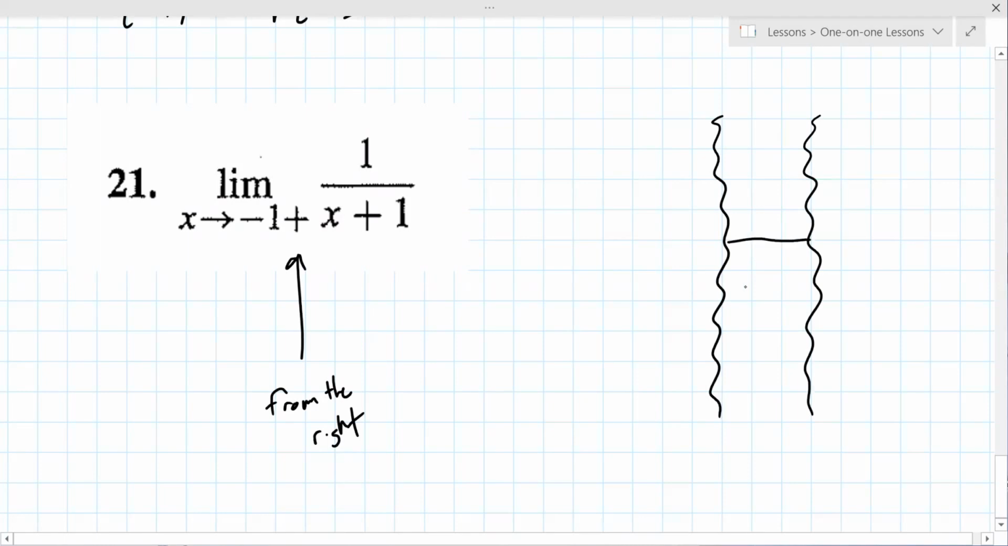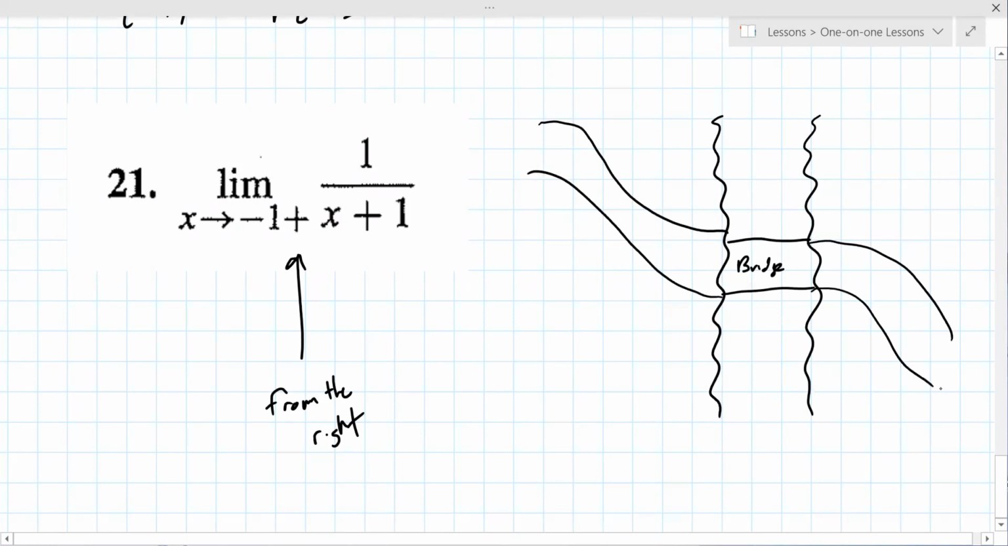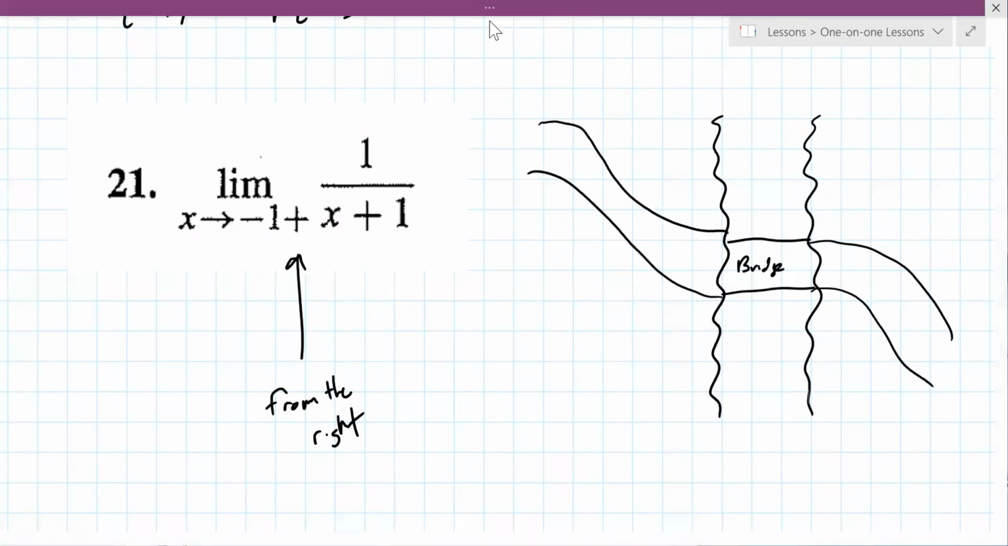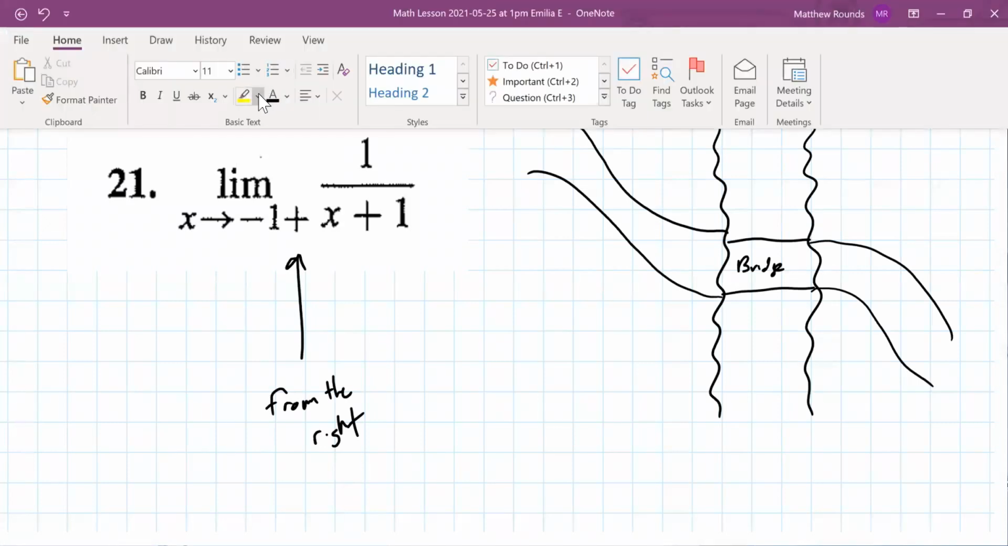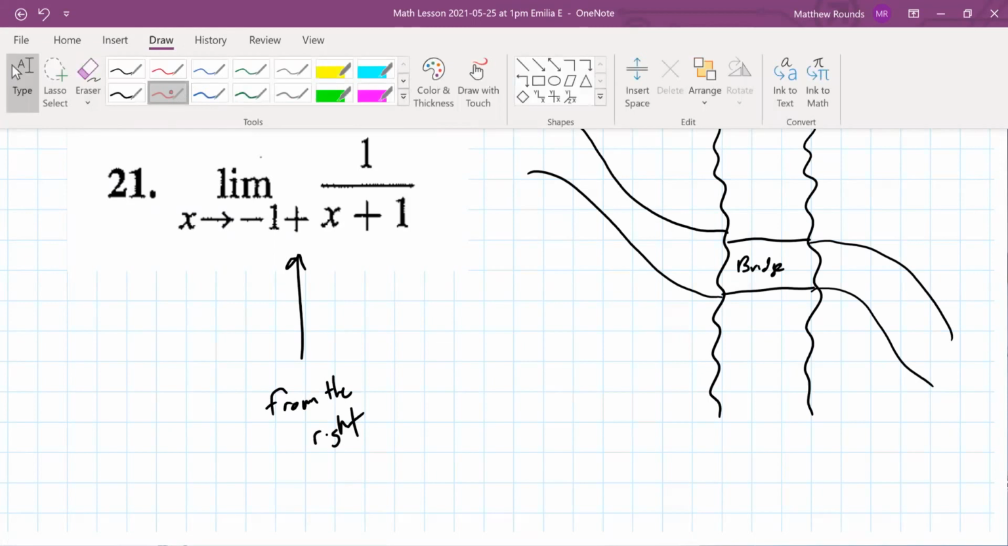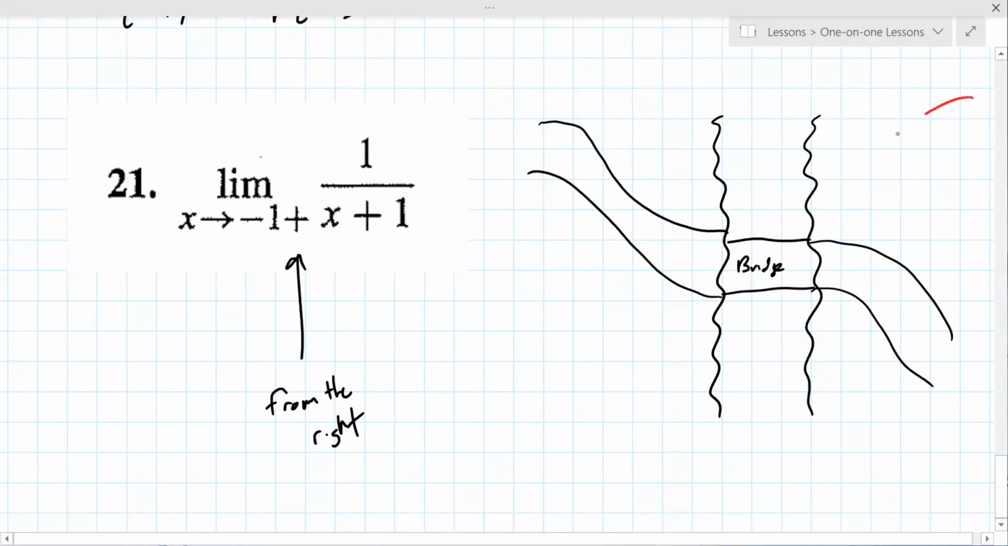There's a bridge here. And in the best possible scenario, a road leads to that bridge. And then on the other side, there is a path the other way. Now, a one-sided limit always exists. And let me show you what that means. So a one-sided limit is, here is my path.